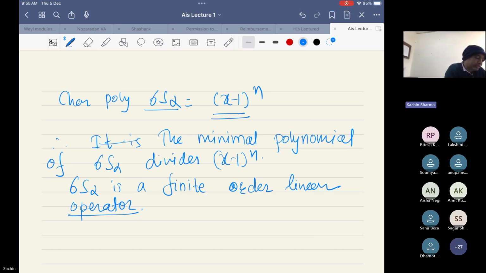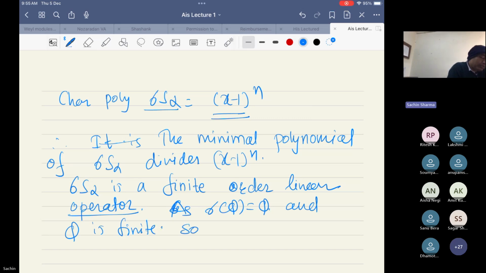Okay. So this is sigma S alpha, and phi is finite. So is the order of sigma. And the product of two finite things, again, it's a group anyway. So you have a finite order automorphism. And so what do you see? If you have a linear map which has finite order, then what about its minimal polynomial?